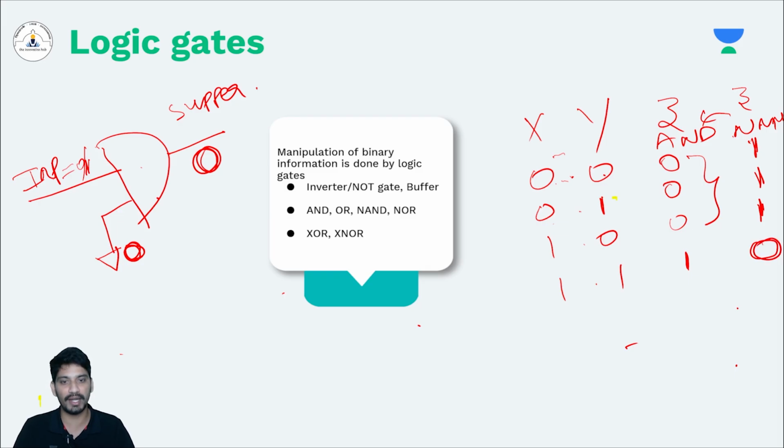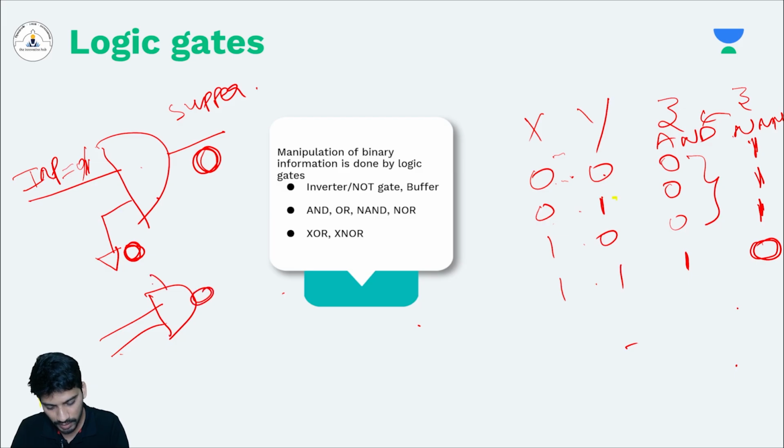What is the purpose of NAND gate? NAND gate will give you AND plus inverted output. So this is why we call this gate a universal gate, because it has a function of AND as well as inverter.